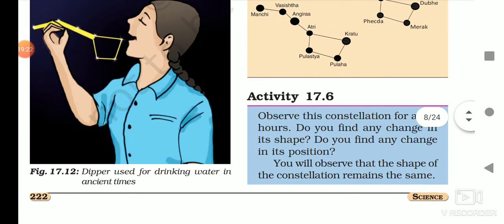Activity 17.6. Observe this constellation for a few hours. Do you find any change in its shape? Do you find any change in its position? You will observe that the shape of the constellation remains the same.